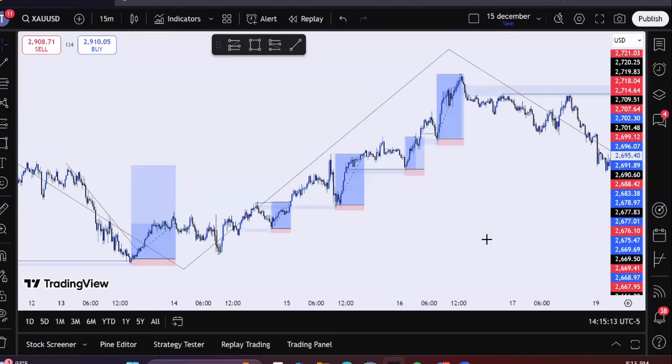So that is one way to trade directional bias with trends, because you can trade the trend. You can trade directional bias with trends, you can trade directional bias with range.